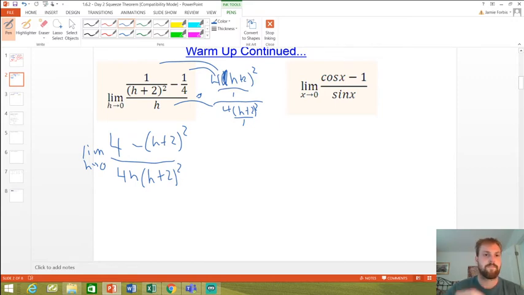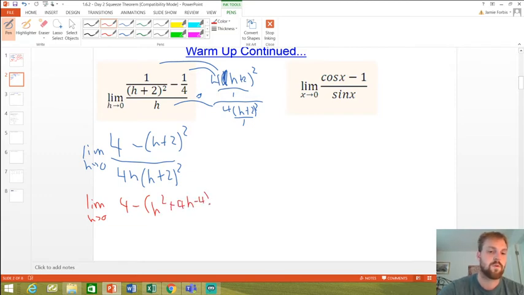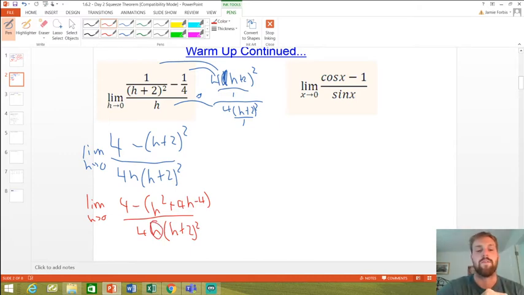Let's simplify the top. So let's see. We got the limit as h approaches 0. The top's going to simplify to 4 minus, and then in parentheses, h squared plus 4h minus 4, all over 4h, and I'm going to leave that bottom part unsimplified because I'm trying to get rid of this h right here. So we're going to try to keep that in factored form as much as possible.